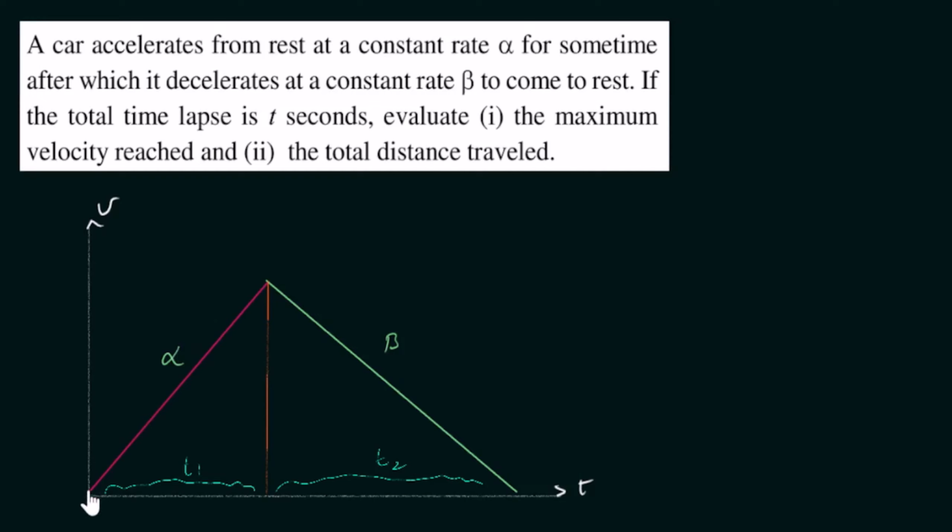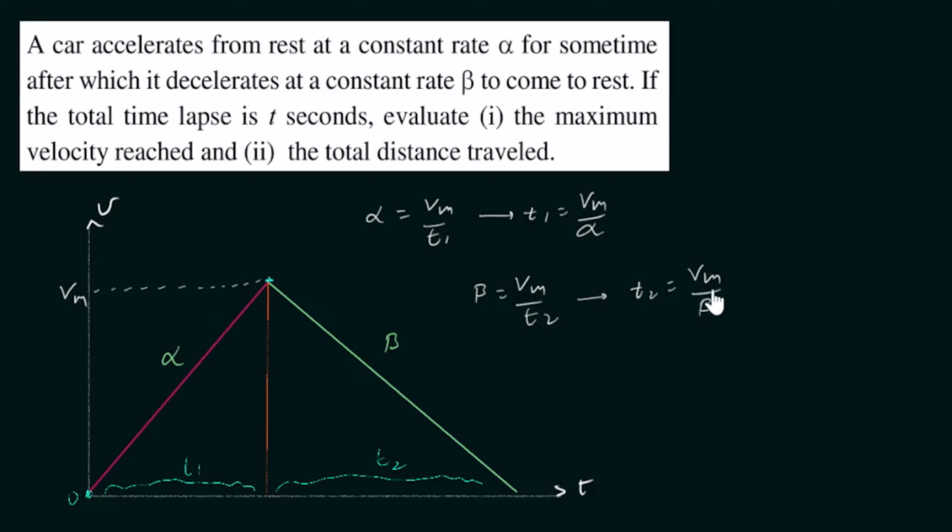Object initially was at rest, is 0. So here the object accelerates with the acceleration alpha for time t1, and at this particular point velocity is vm. Okay, so we can say that acceleration alpha will be equals to vm upon t1. So t1 will be equal to vm upon alpha, and here you can see that beta will be equals to vm upon t2, so that t2 will be equal to vm upon beta, right?